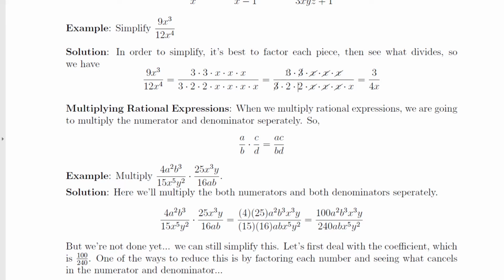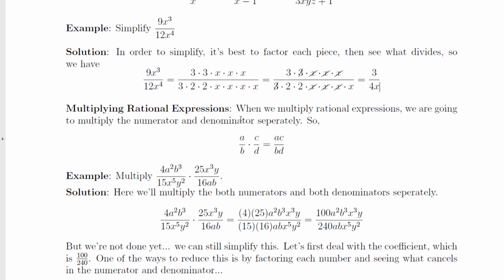There's only a 3 left in the top, so that comes over here. And then the 2 times the 2 is the 4, and we also have an x left over, so that's where we get the 4x. So this is our answer. 3 over 4x is what this right here actually equals.